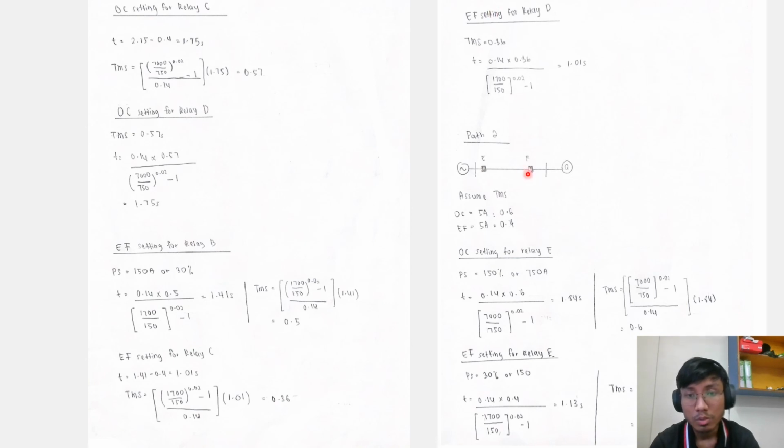For path 2, the formula is also the same, but we assume a new TMS, which for OC is 0.6 and for EF is 0.4. Then we calculate the T and the TMS for all the OC settings and EF settings.